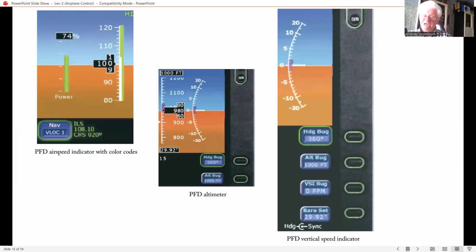The round heading indicator is placed at the lower center of the six-pack, and likewise the electronic image of a round heading indicator is located at the lower center of the PFD. The six-pack remains virtually intact whether the presentation is mechanical round dials or an electronic computer screen.